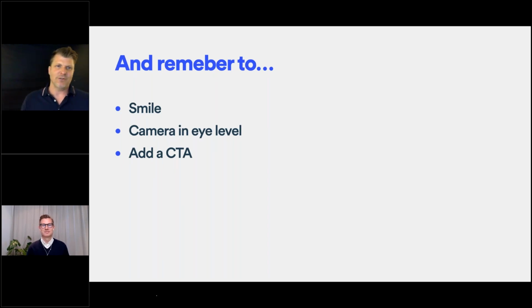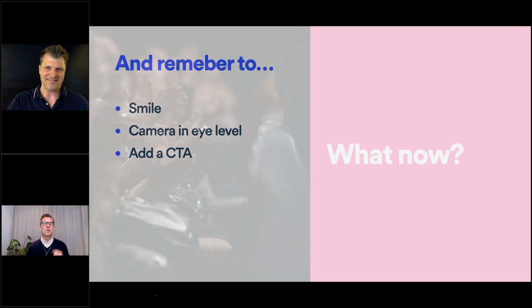And a couple of things that I want you to remember. When you are reading your script, I want you to smile, because it sends a good signal to the viewer, and it also gives you great tone when you're talking. Another thing is to keep the camera at eye level, so you don't look down on the person you're talking to. And also add a CTA to your videos. You can do that with those video platforms. It's really, really important to add a CTA. That's a call to action, something that you want them to do.